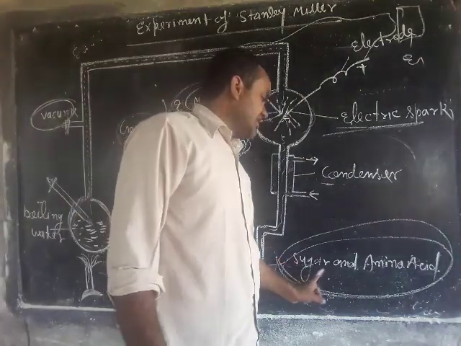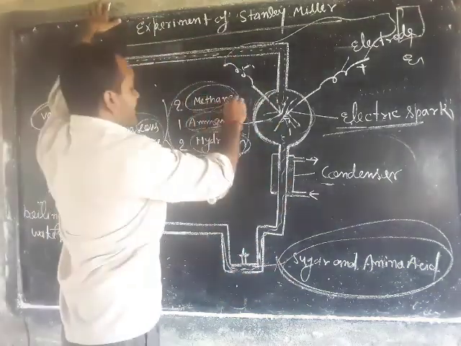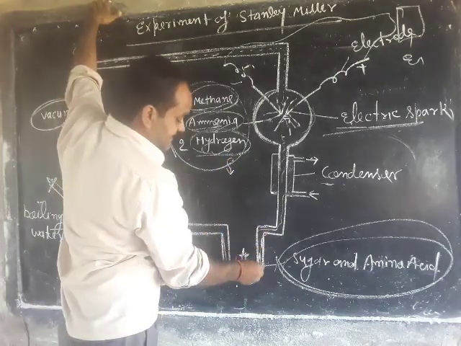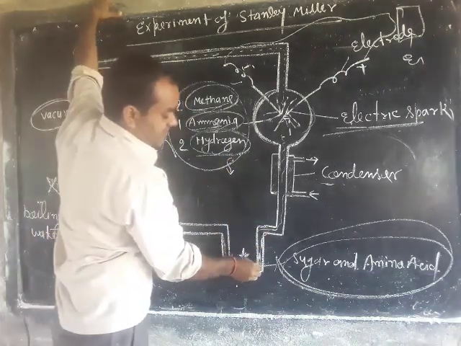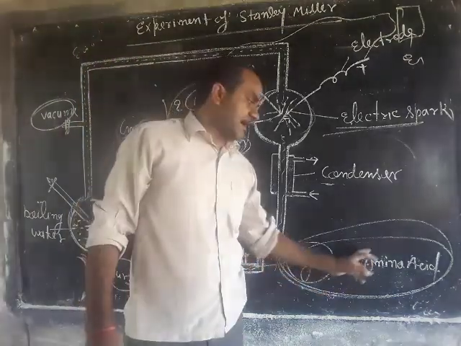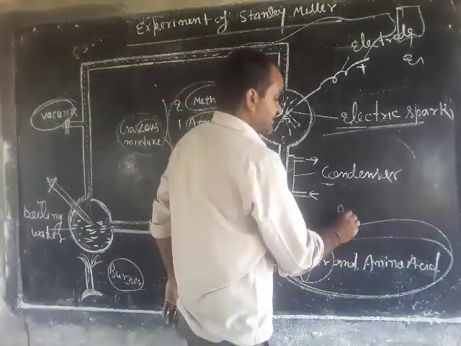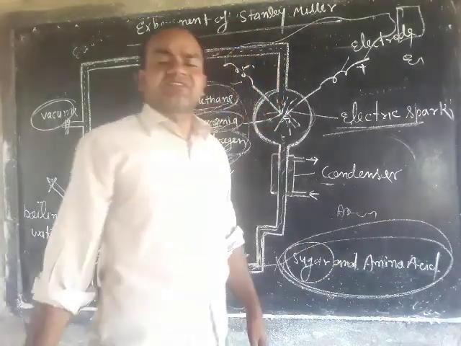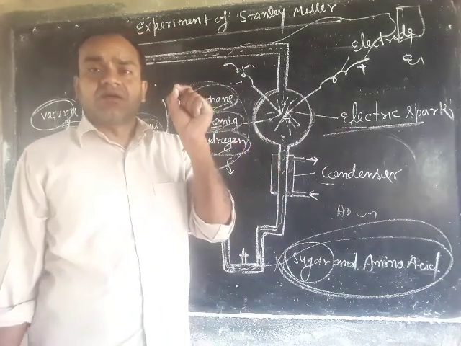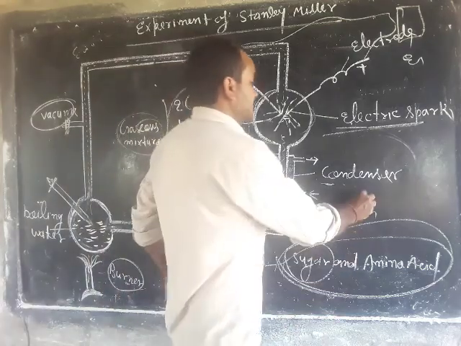a type of sugar and amino acids. A mixture of methane, ammonia, hydrogen and water vapor forms sugar, which may be organic and inorganic, and it forms amino acids. And by the attachment of several amino acids with each other through peptide bonds, he got the first living structure, you can say. The first structure is protein.